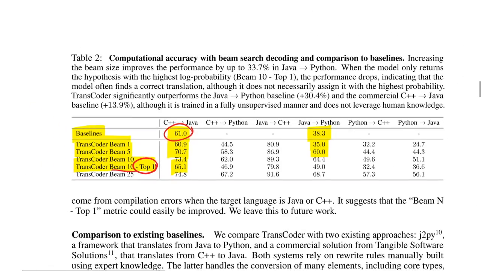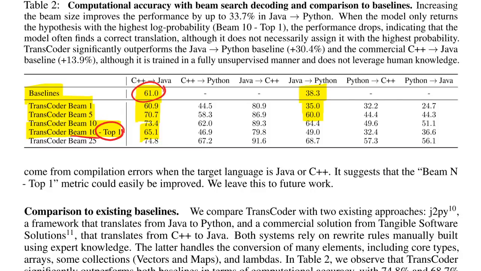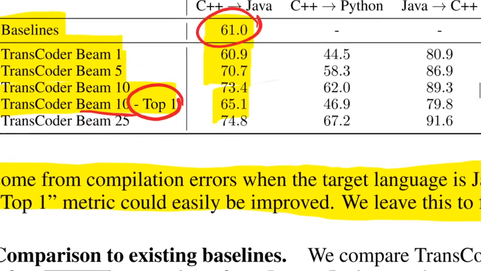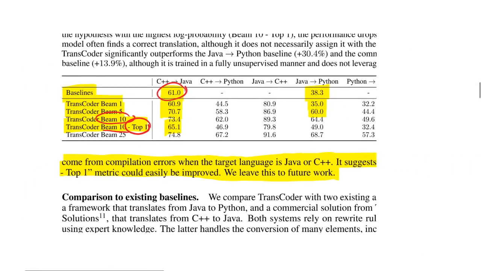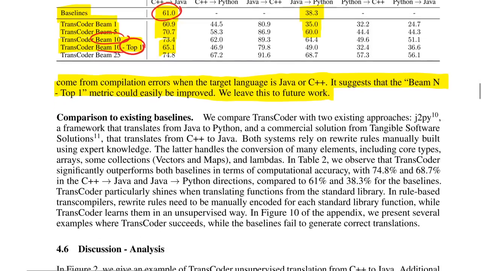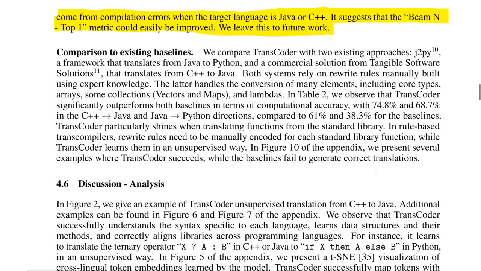Though they say that most of the errors that this top 1 makes come from compilation errors when the target language is Java or C++. It suggests that the beam n top 1 metric could easily be improved. We leave this to future work, which again I find valid. So if your method is, I'm going to keep the top 10 hypotheses until the end, and then I'm going from the top and I simply compile them and I output the first one that compiles, that's not cheating, right? That's a valid thing again. Yeah, so in that way, I can understand what they're saying right here.